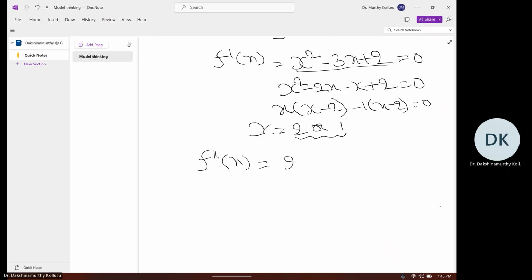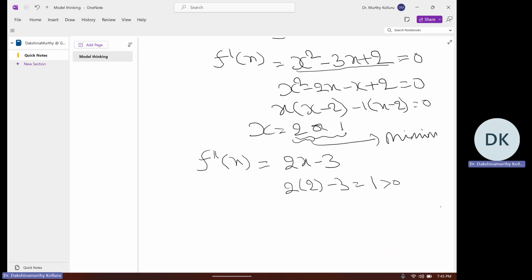Differentiate again: 2x minus 3. If I substitute 2 times 2 minus 3, which is equal to 1, greater than 0, so this point is my minima. We agreed if it's positive, it's a minima. 2 times 1 minus 3, which is minus 1, is less than 0. So this guy is maxima. So that's how you do it, right? And if you look at the graph, again, some local maxima, local minima are identified. Good. Now, this part is clear to you.